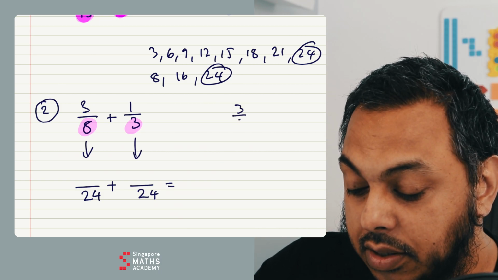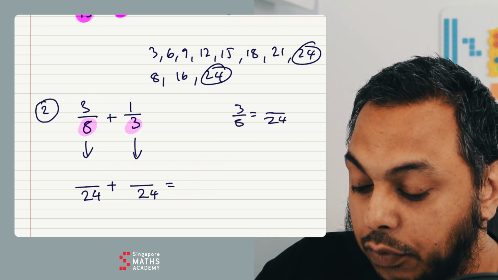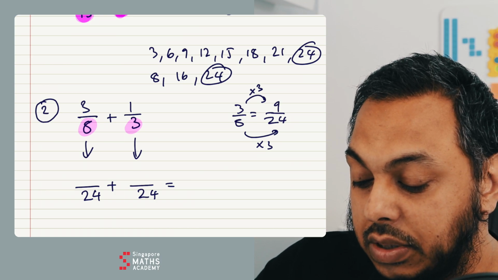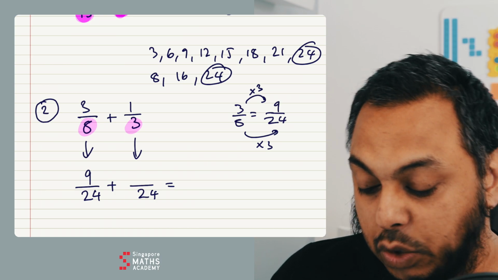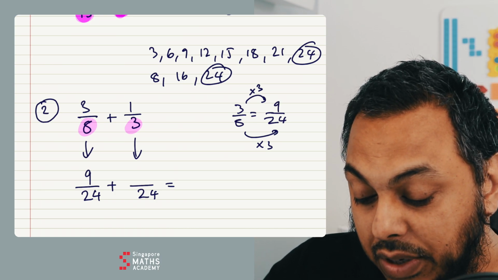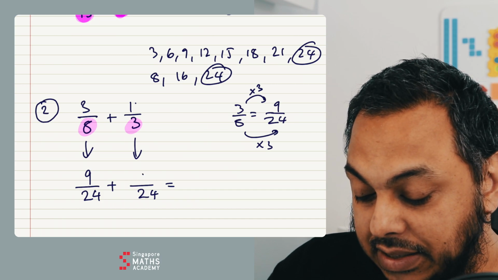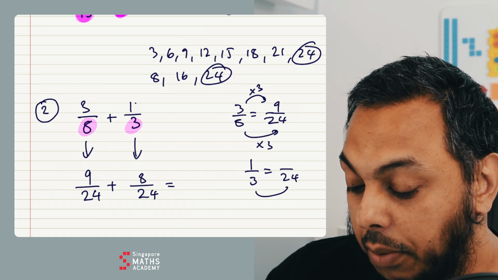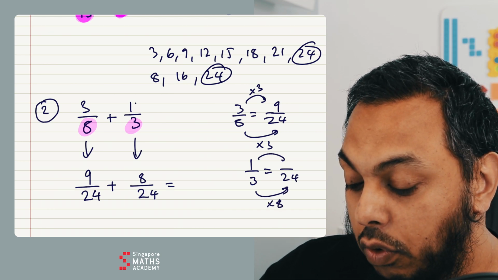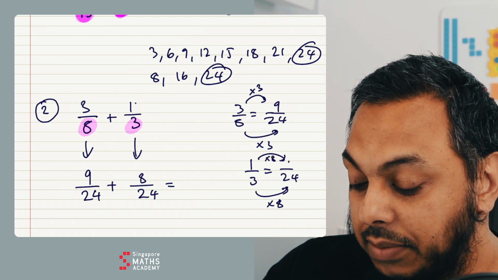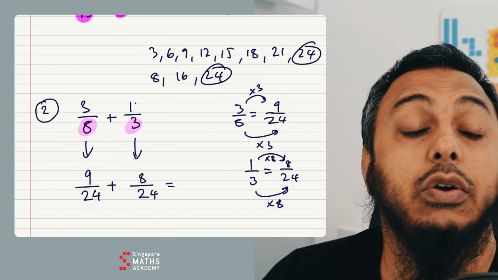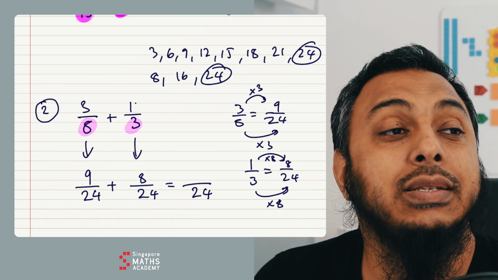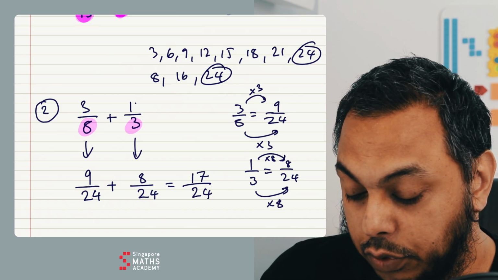Well, 3/8 is equal to something over 24. I know 8 times 3 is 24, so I'm going to multiply my numerator. 3 times 3 is 9, and so 3/8 is equivalent to 9/24. 1/3 is equal to something over 24. I'm going to multiply 3 times 8 to get 24, so I'm going to do the same thing for my numerator. 1 times 8 is 8, and that's how I get my 8/24. So now they're both over 24, so I can add the numerators, and I get 17/24.